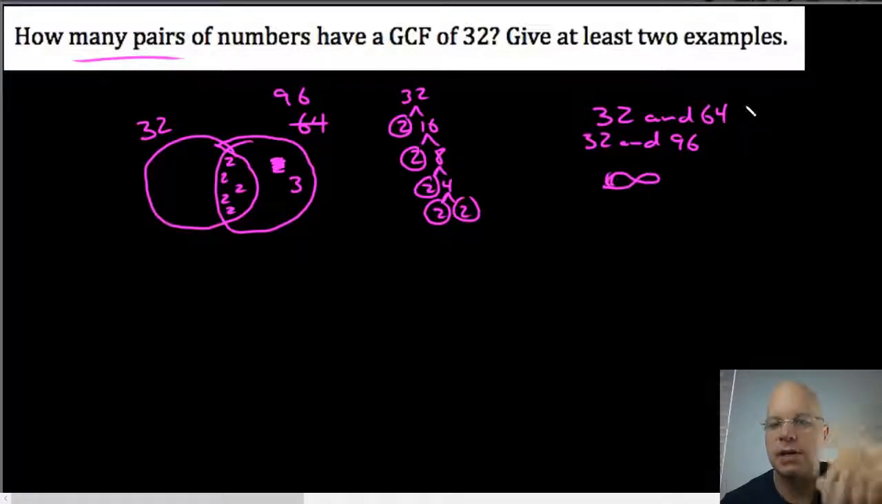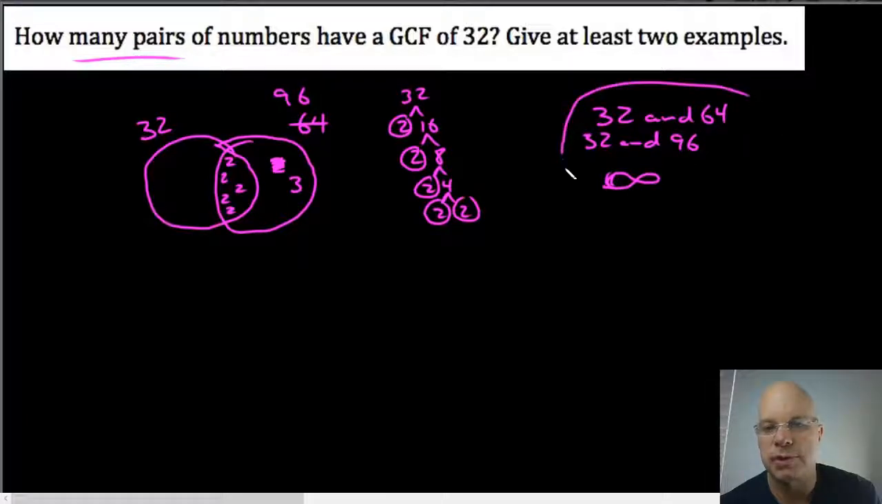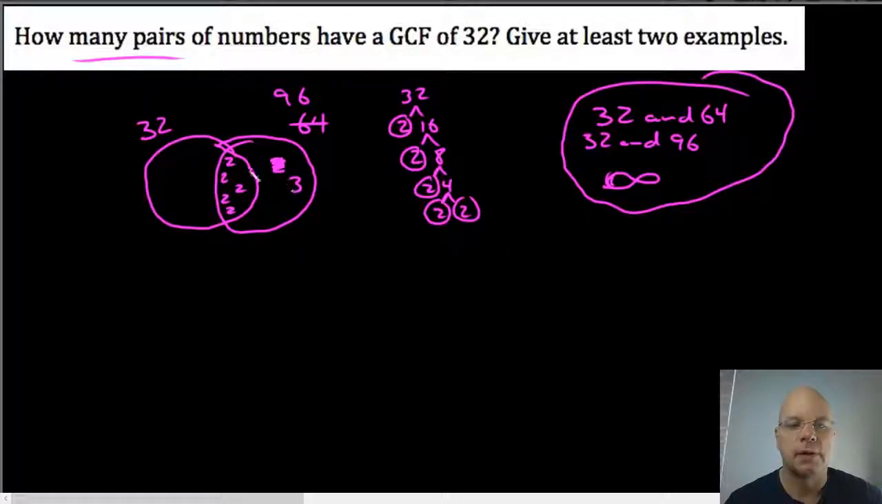It's not the best infinity. And here are 2 examples. 64 and 96 would be another example. Basically any 2 numbers that you could create by putting different prime factors in this only section of the Venn diagram on either side.